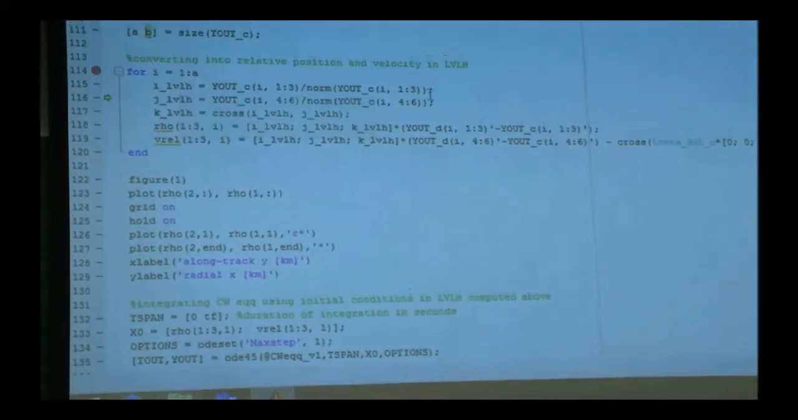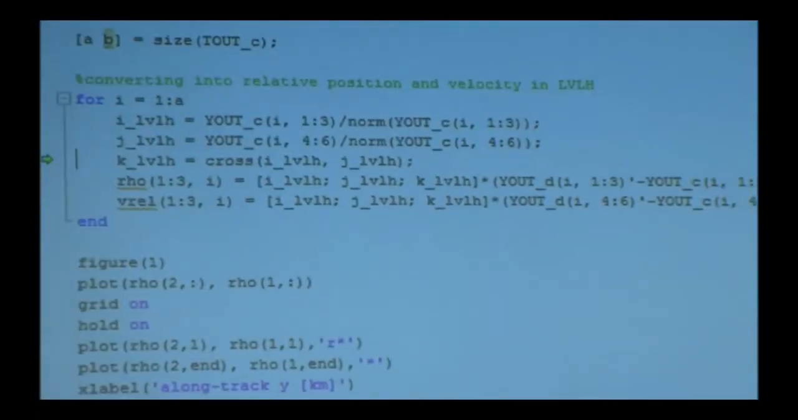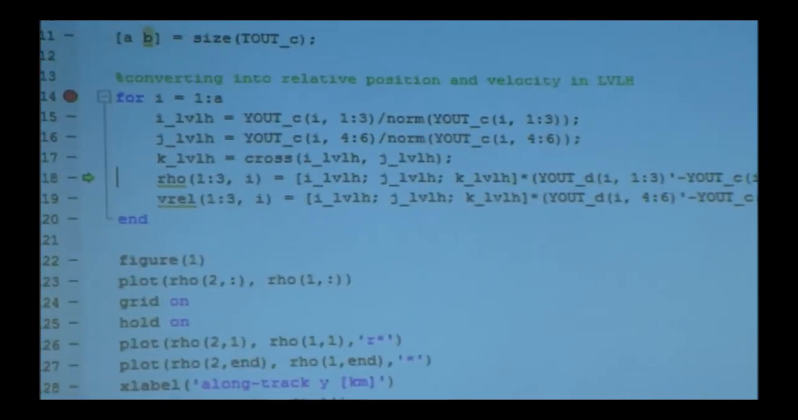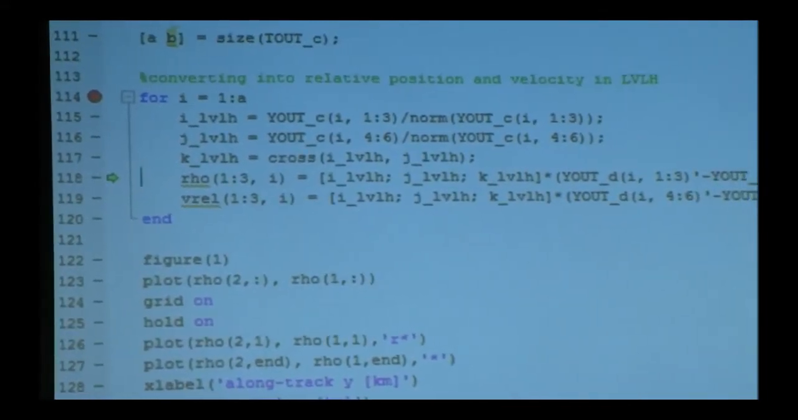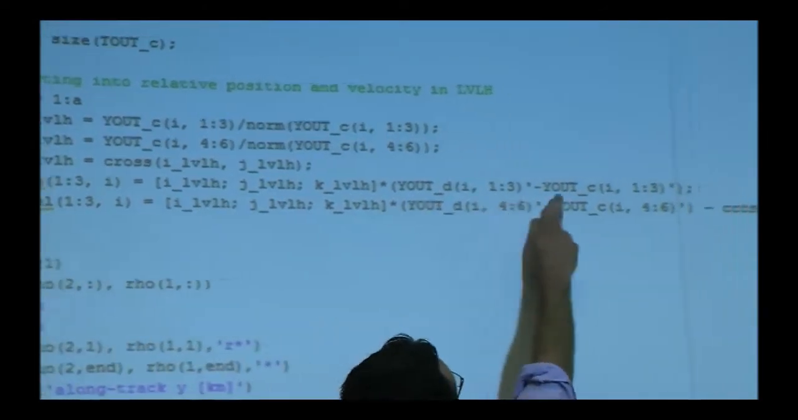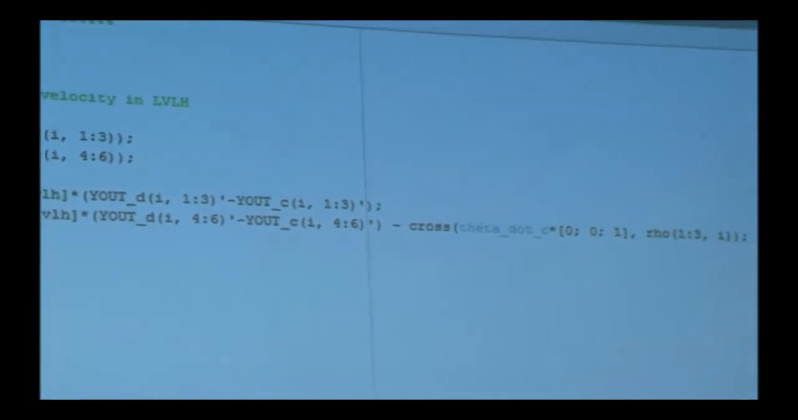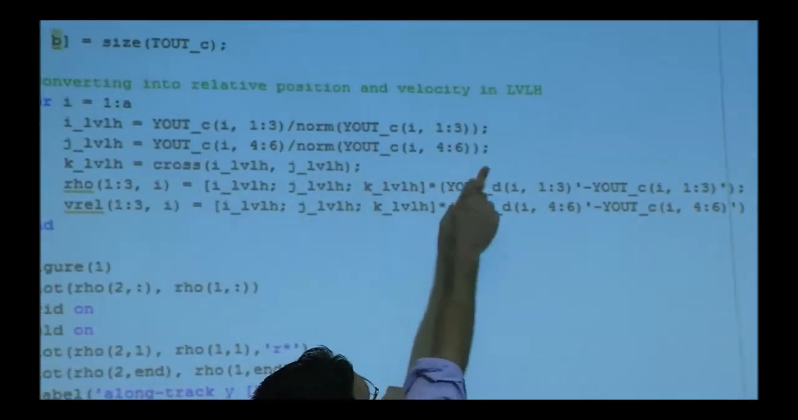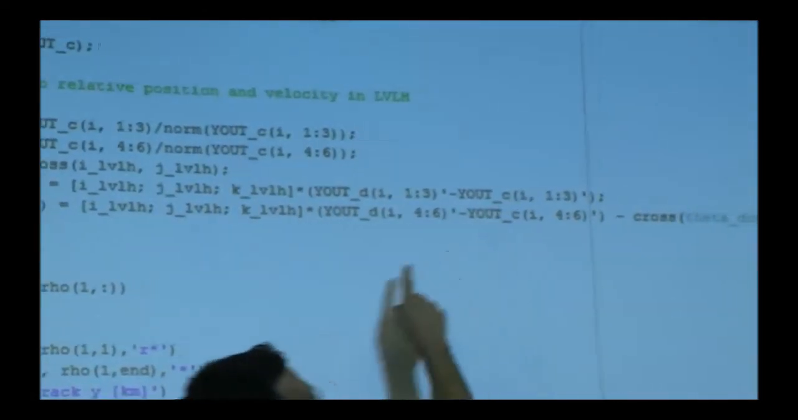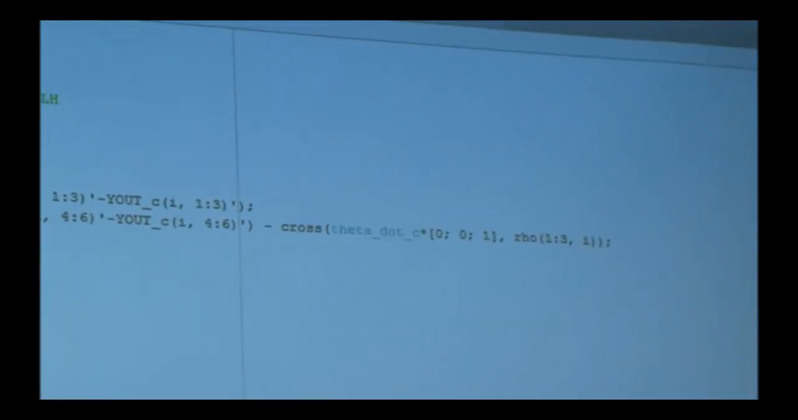That's how it's set up. That's one. Second one is D, E, F. And then G, H, and I. Now, I take the difference of the positions of the deputy and the chief. That is rho. If you don't do this in front of it, this is position of the deputy minus position of the chief. That vector is expressed in ECI. That is rho expressed in ECI.